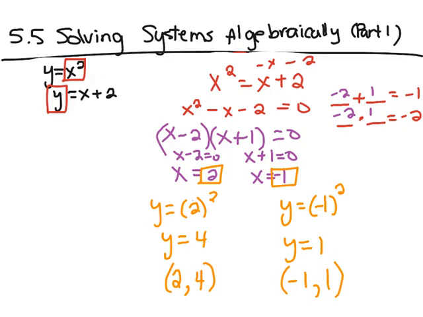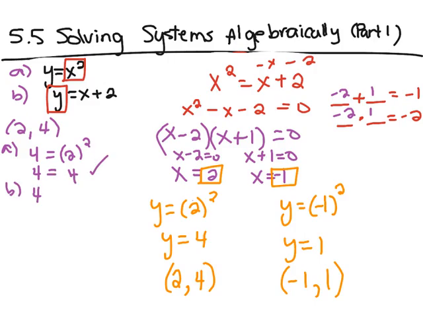To test this, we plug it into our equations. So this is equation A, this is equation B. So for the point (2, 4), for A, we have 4 equals 2 squared, which is right.